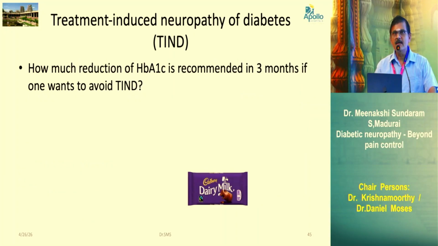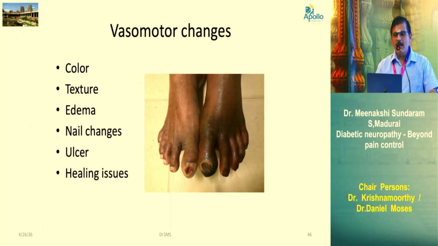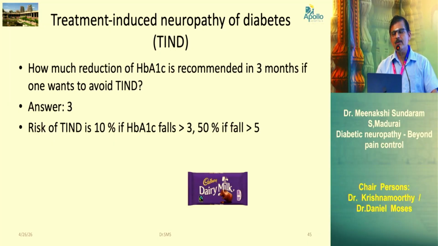The reason is because before that, how much reduction in HbA1c is acceptable in 3 months? This is a question not to ask in this forum. You will all know this, so I will not wait for the answer. The recommended is 3%. The risk is 10% if it falls more than 3, and 50% if it falls more than 5%. The point why I gave that answer, I have not put it in the slide. Once the neuropathy sets in, it is irreversible. You can do nothing about it. So there is no fun in trying to reduce your insulin and risk further neuropathies.